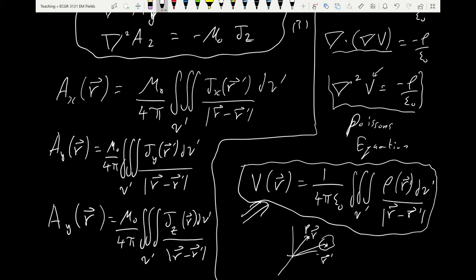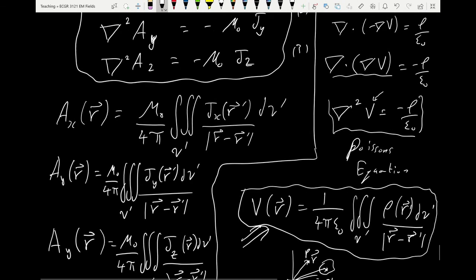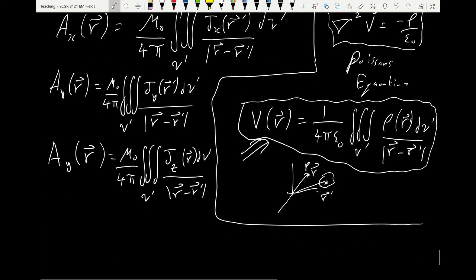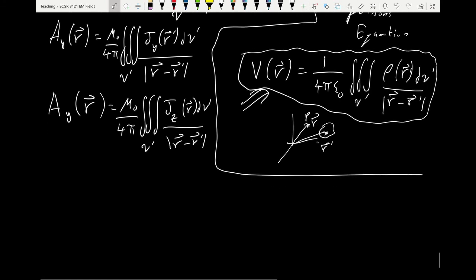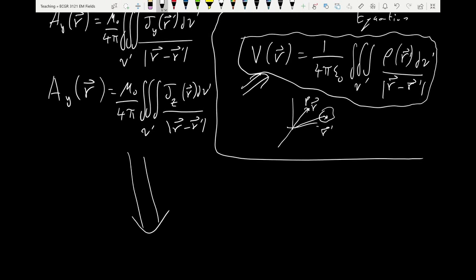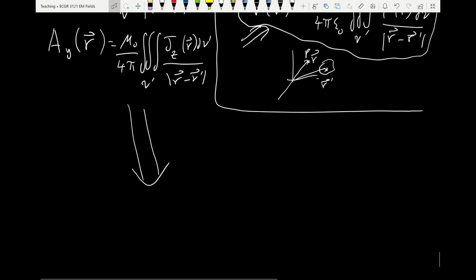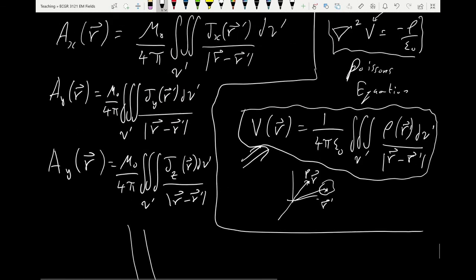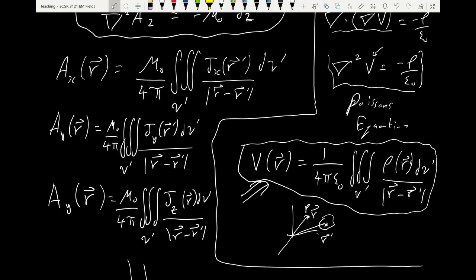Only now we take the xyz components of the current density as charge distribution. They're not actually charge distributions, but we take them as analogous charge distributions because we are solving Poisson equations, right? We can now combine all three components. So what happens if I combine all three components to find the A vector at any position in space R? I just sum those up, right?